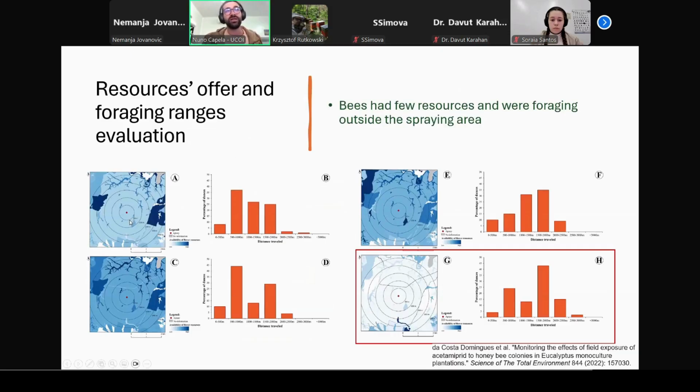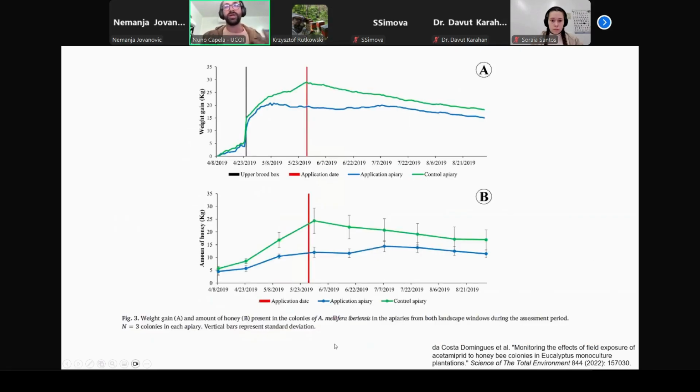We also wanted to know why the amount of residues was low, so we even evaluated the dances. We had an observation hive in each one of these areas, and we analyzed the dances to know where bees were foraging. Basically most of them were foraging outside the area that had been sprayed, because in this case it was just the first 500 meters. As you can see in here, this was on the same date as the spraying date. Most of the bees were foraging outside the sprayed area.